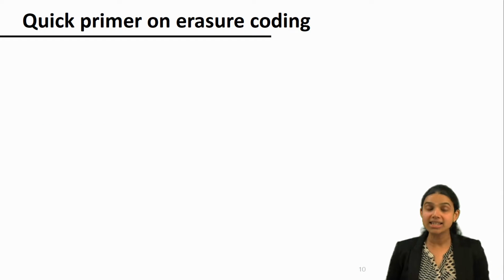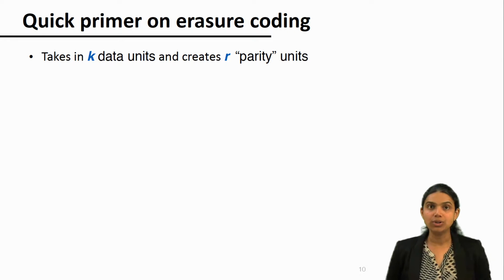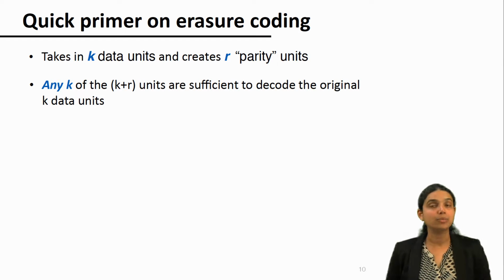Here is a quick one-slide primer on erasure coding to make sure we are all on the same page. An erasure code takes K data units and creates R, what are called parity units. These parity units are certain mathematical functions of the data units. In EC-Cache, we employ codes which have the property that any K out of these K plus R units are sufficient to decode the original K data units.